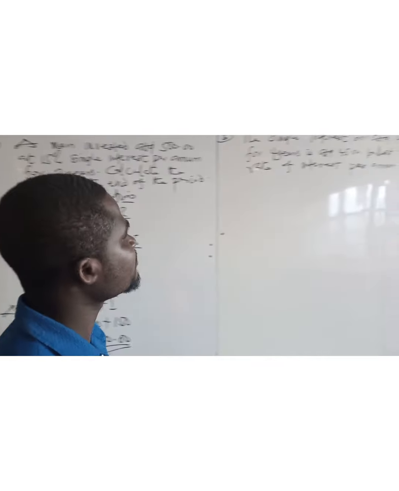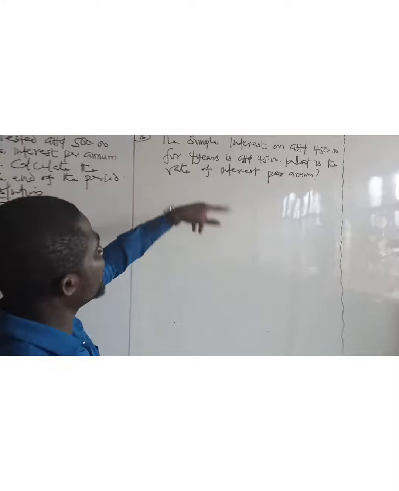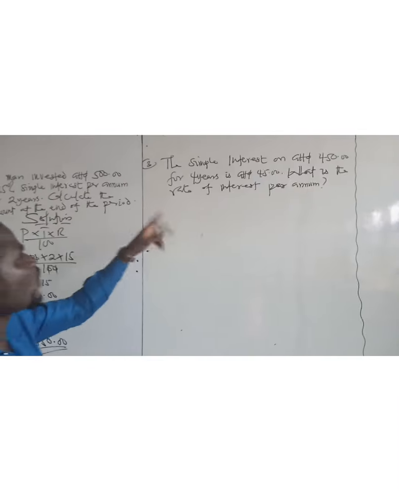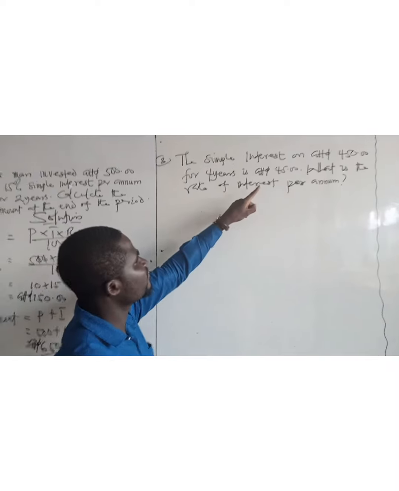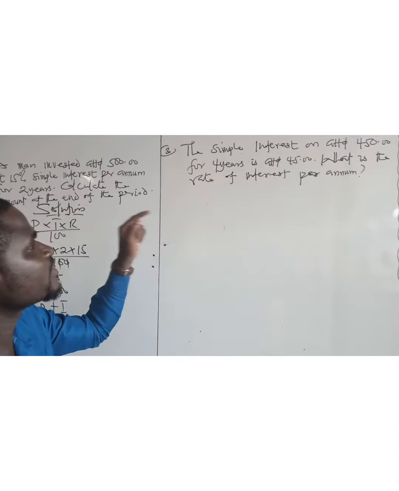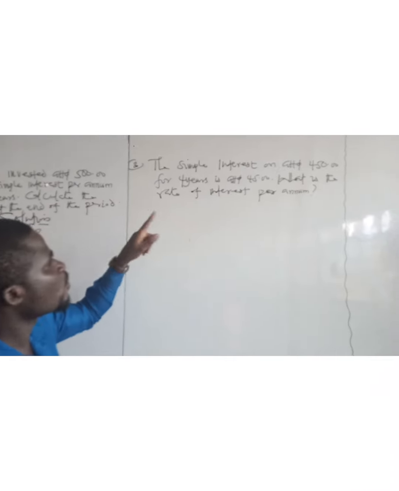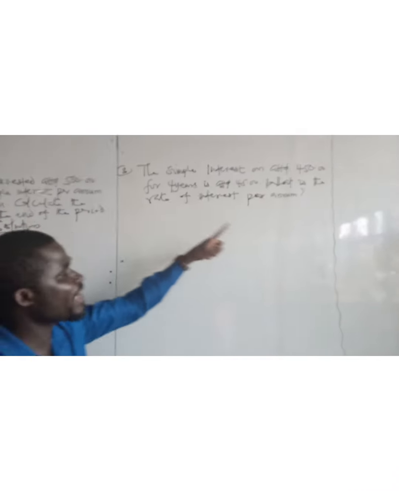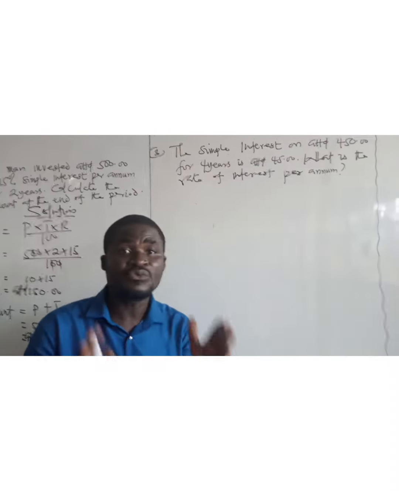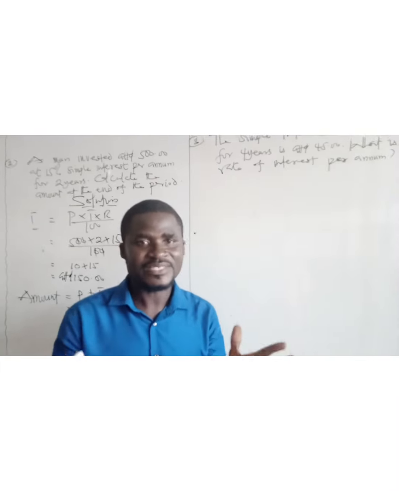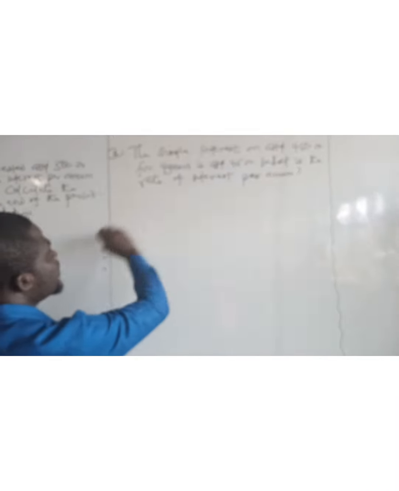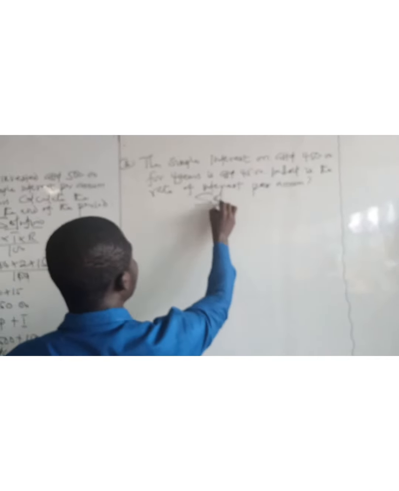Let's go to the third question. The simple interest on 450 Ghana cedis for 4 years is 45 Ghana cedis. What is the rate of simple interest? What is the rate of interest per annum? So here, the question is demanding the rate. Good.